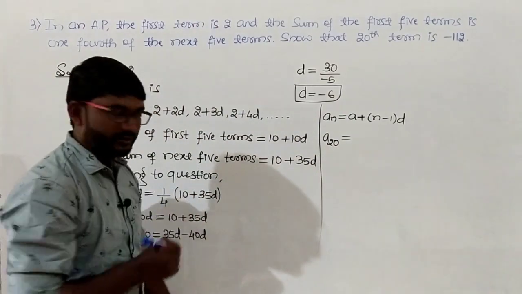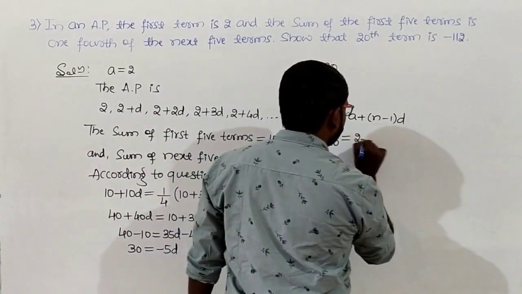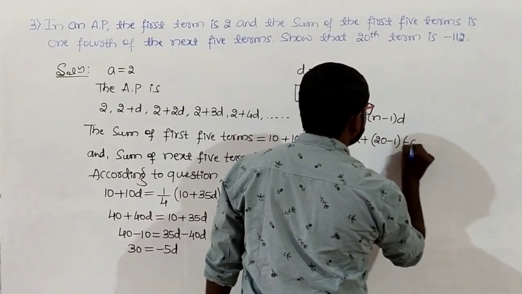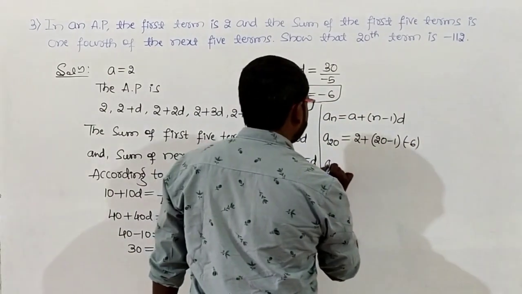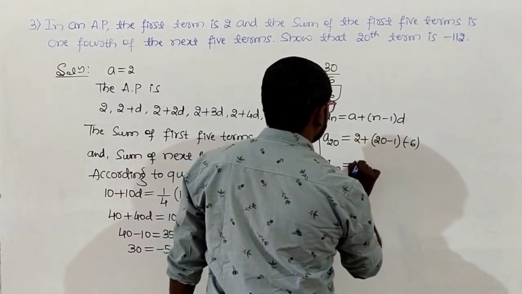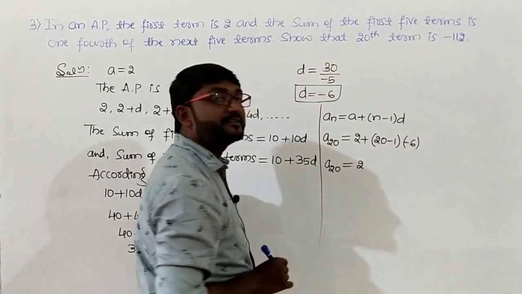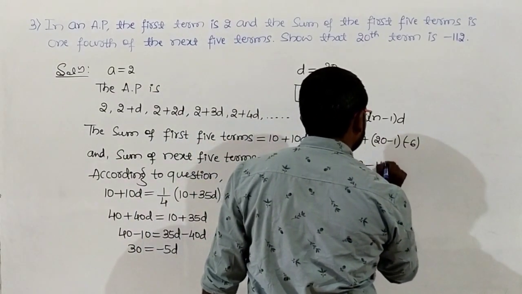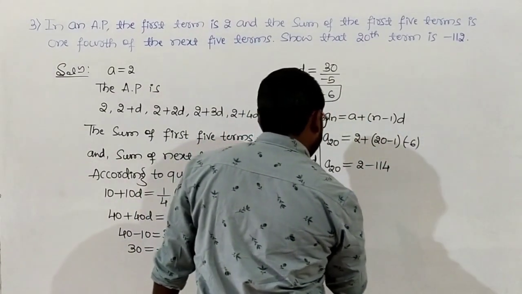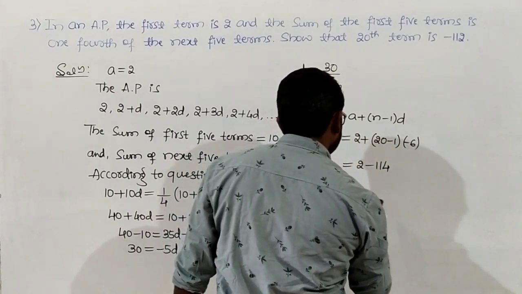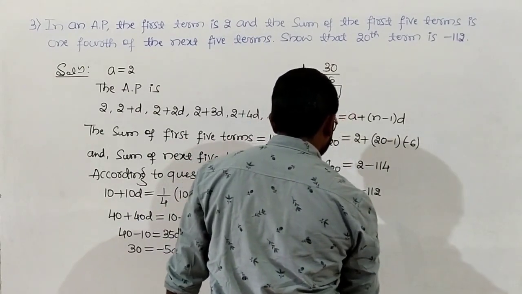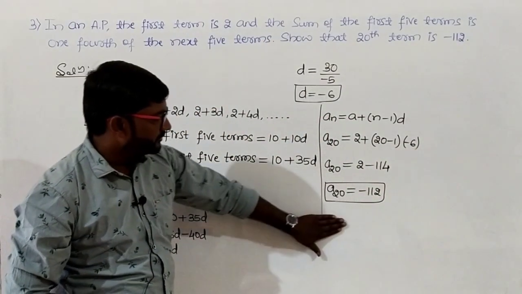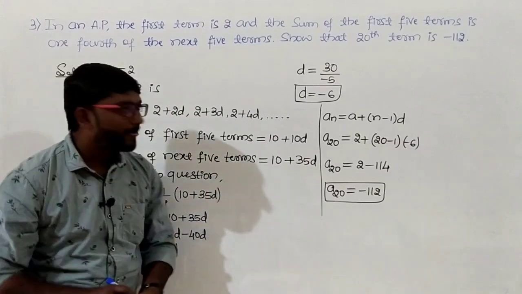a is 2. So 2 plus n, that is 20, minus 1, into d, which is minus 6. Then a20 equals 2 plus 20 minus 1, which is 19. 19 into minus 6 is minus 114. Then a20 equals, you get minus 112. So here we have got the answer as minus 112. So this is all about the third problem.